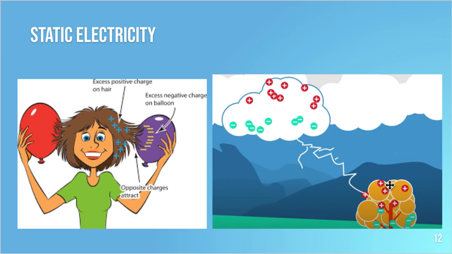This imbalance tries to resolve itself by passing current between the differently charged poles, which is a lightning bolt. Charged particles always flow in the direction where there are fewer particles of the same charge. This results in a lightning bolt. Sometimes the bolt will carry a positive charge and sometimes a negative charge.